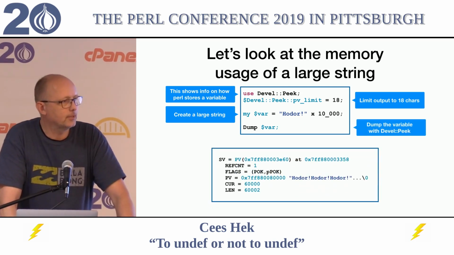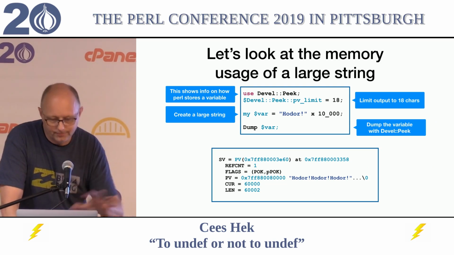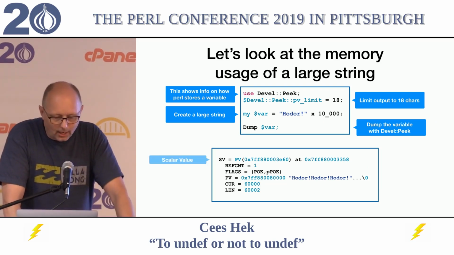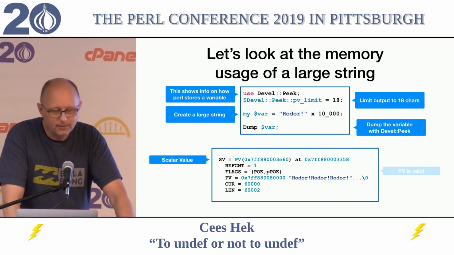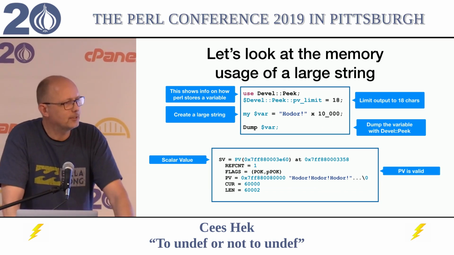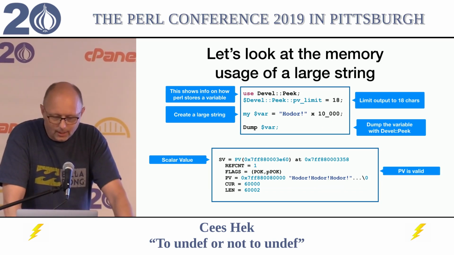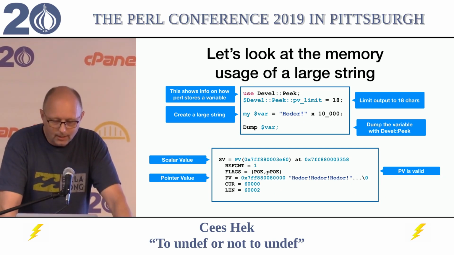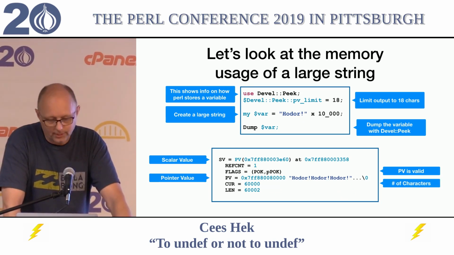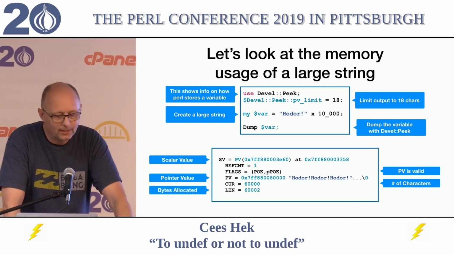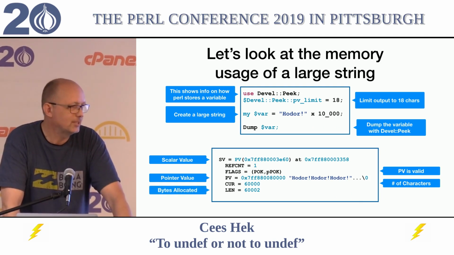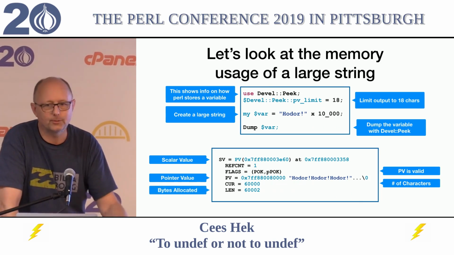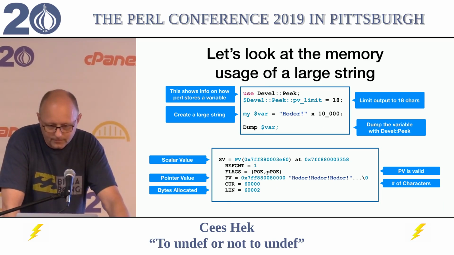This gives us a bit of an internal representation of what Perl has internally. We get a scalar value. What these things actually are is not that important to the talk, so I'm going to skim through it pretty quickly. We have some flags there. We have a pointer value where the actual string is, and you can see part of the string there, only 18 characters of it. And then we have the number of characters in the string and the number of bytes allocated. So 60,002 bytes, probably a null at the end, so it's pretty close to what we expect.